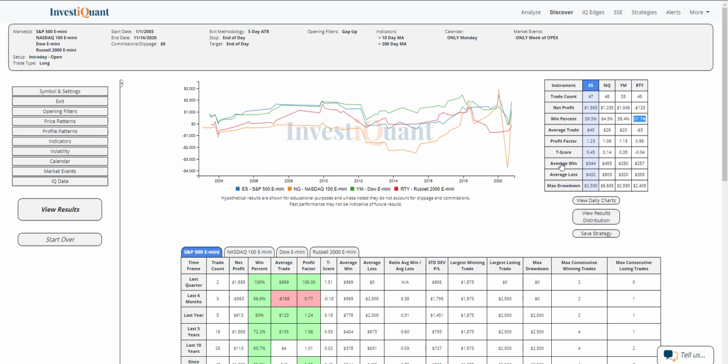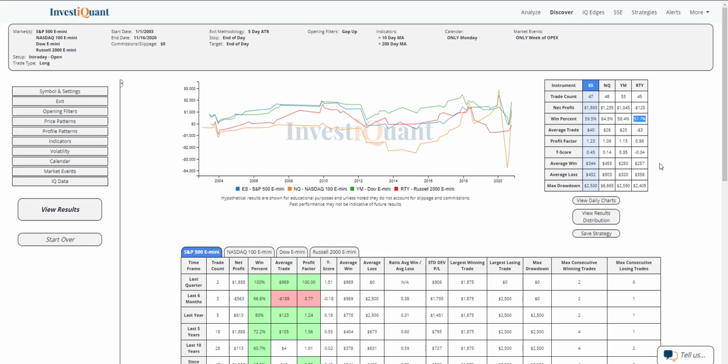But if we look at the average win to average loss, you'll notice the average loss on all of these is larger than the average win. So the average loss, a decent amount larger than the average win in the S&P, quite a bit larger than the average win in the NASDAQ. It's larger in the Dow than the average win, and in the Russell, the average loss is a good amount larger than the average win.